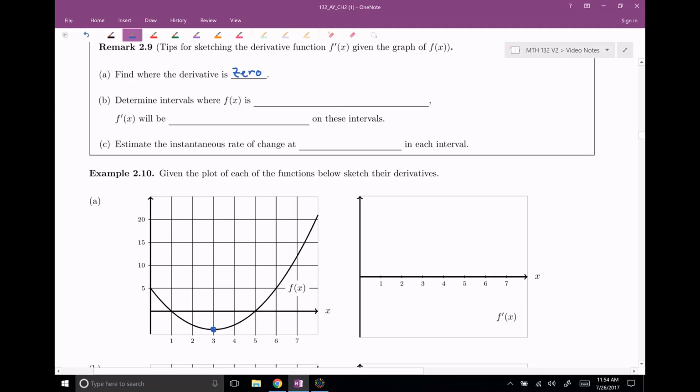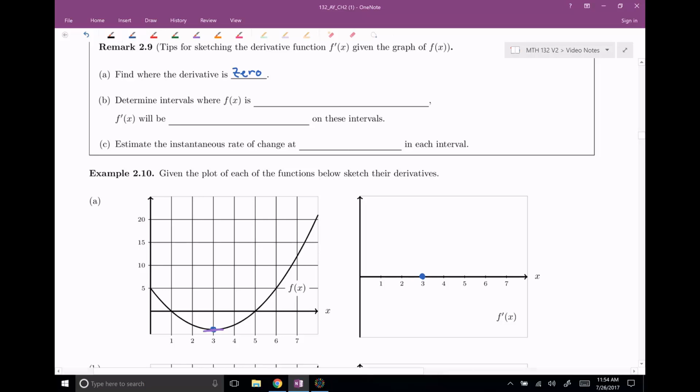Right? So at 3, if I was to draw a mini little tangent line right here, you can see that that tangent line is horizontal, right? It has slope 0. So now I'm going to go ahead and plot this over here. So at 3, the derivative is 0. So I'm going to give this height 0 right there on the x-axis.